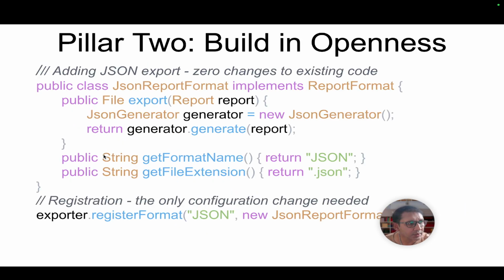Now, let's look at what we've achieved. Our report exporter is now stable. It doesn't need to change ever, even as we add dozens of new formats. Each format is developed in isolation, tested in isolation, and can be maintained by different team members without coordination. We've transformed a closed system into an open one.